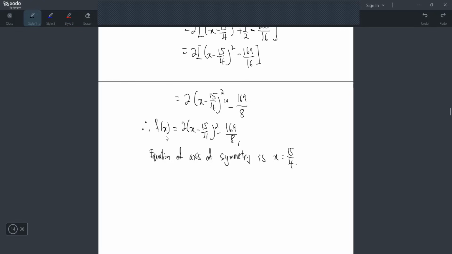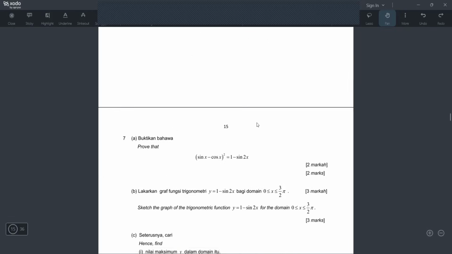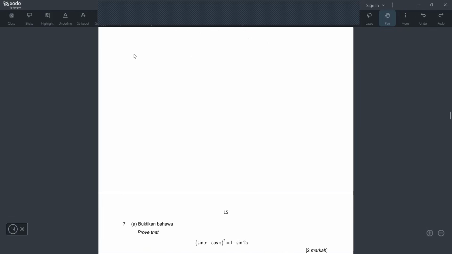Some students, they just write 15 over 4. Wrong. Because this is the equation of a straight line. So the straight line, the equation is x equals 15 over 4. Okay, so this is how you do this question. Okay, it's done. Okay, let's continue with number 7a.